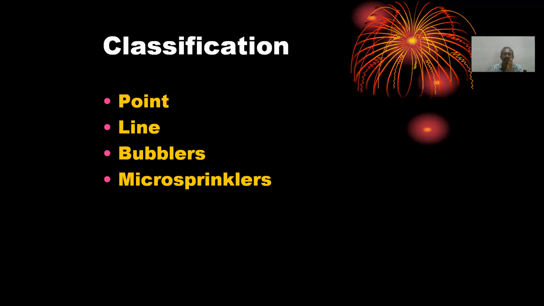Now we will see different classification methods of drip irrigation. This is one classification. Based on each criterion, the classification is done differently. With this criterion, the classification is: point source drip irrigation, line source drip irrigation, and bubblers and microsprinklers. We will see them one by one.